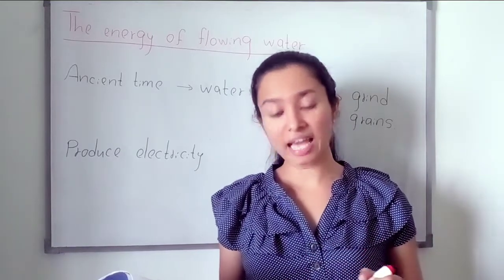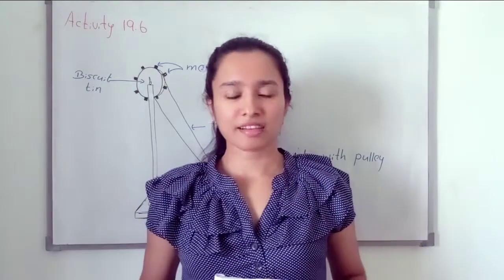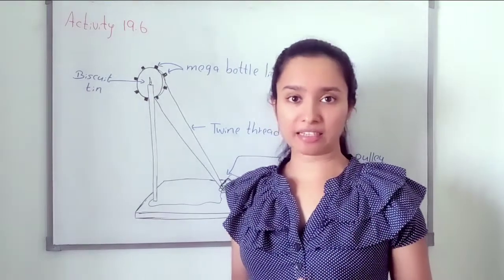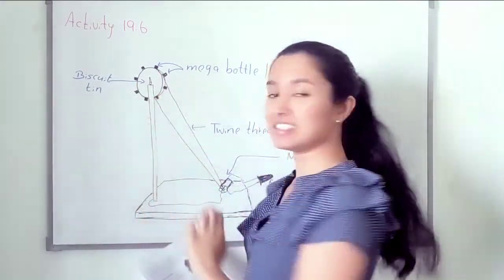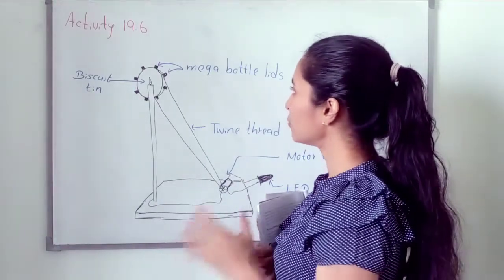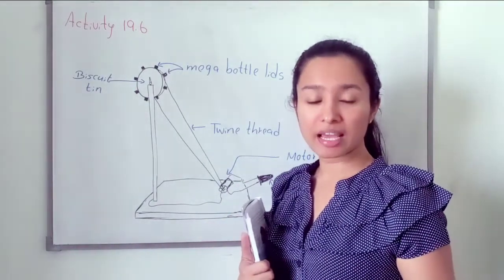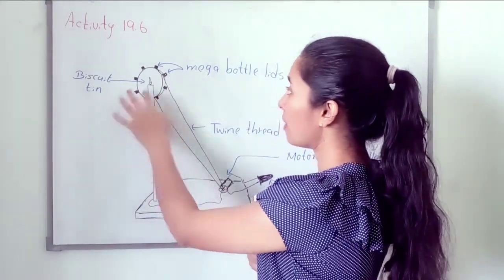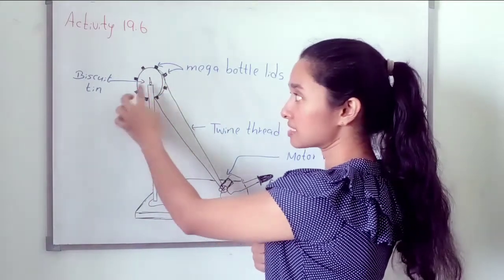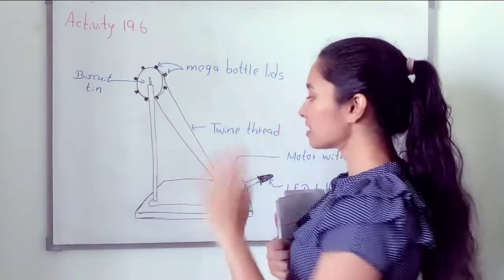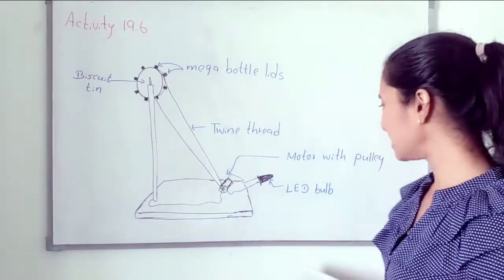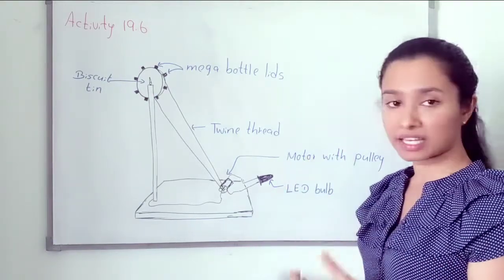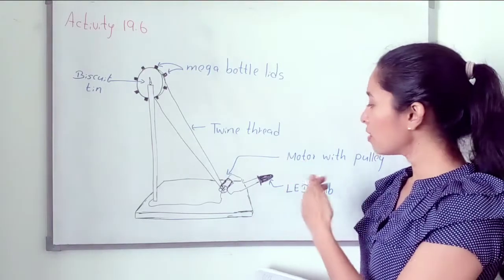Let's discuss activity 19.6. Here, as in the previous practical, we need a biscuit tin. And we need the lids of mega bottles, 8 lids. Using nails, we have to fix these lids to the biscuit tin as in the figure. Then, as in the previous practical, we need a motor, a cassette car motor, and a pulley, and we fix the pulley to the motor.